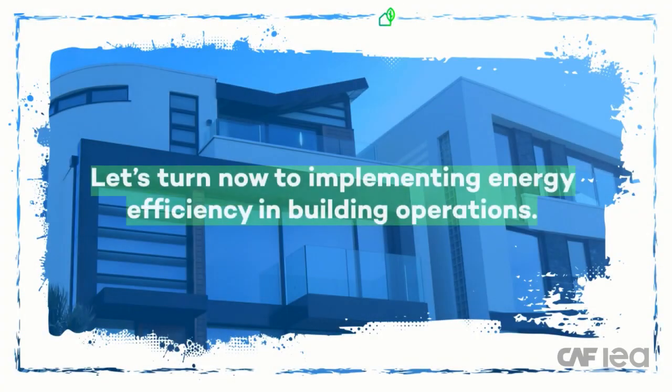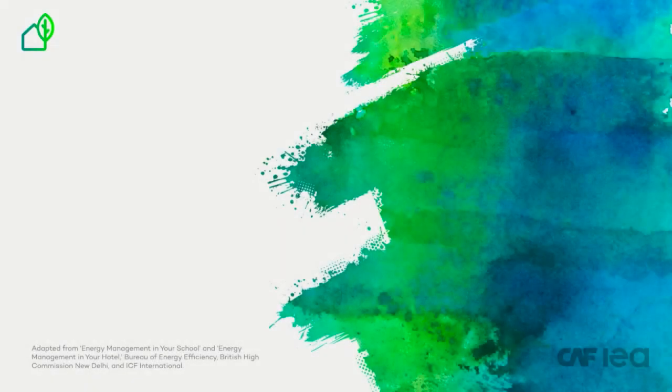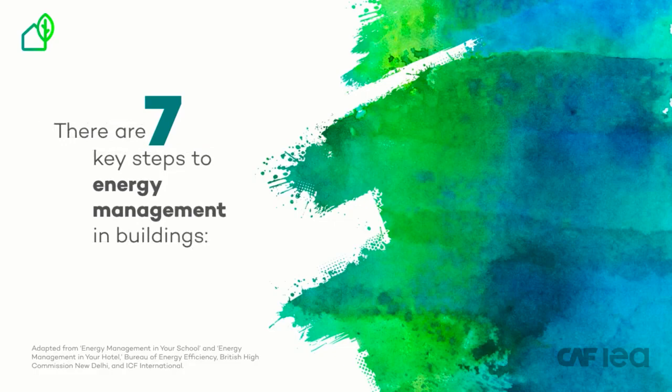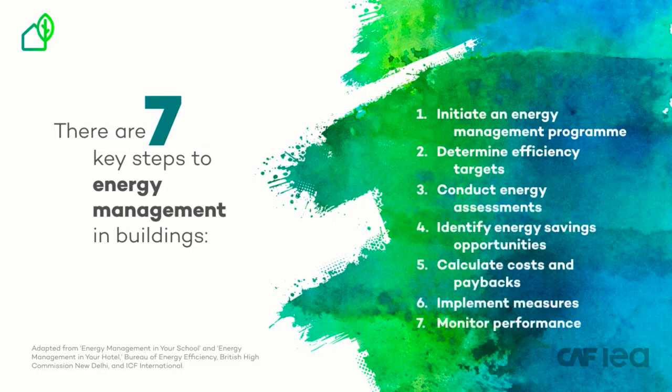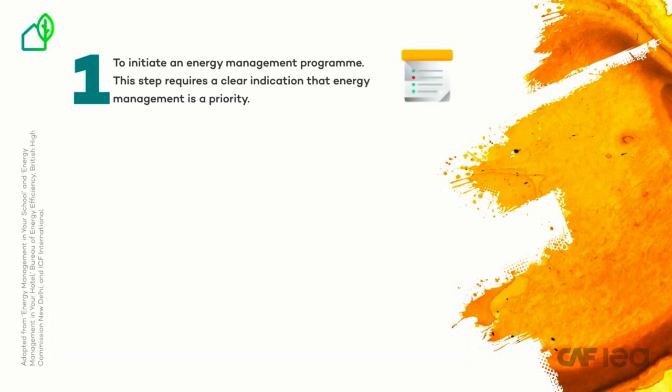Let's turn now to implementing energy efficiency in building operations. There are 7 key steps to energy management in buildings. 1. Initiate an energy management program. 2. Determine efficiency targets. 3. Conduct energy assessments. 4. Identify energy savings opportunities. 5. Calculate costs and paybacks. 6. Implement the measures. And 7. Monitor performance. So step 1 is to initiate the energy management program.